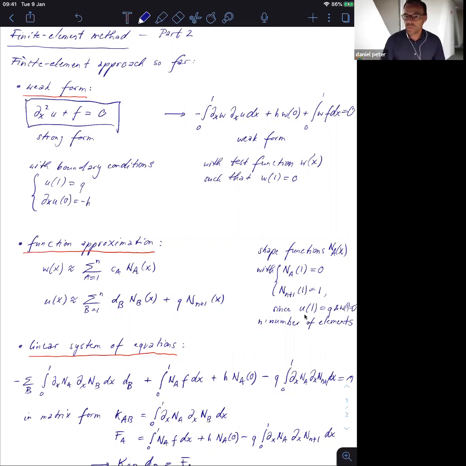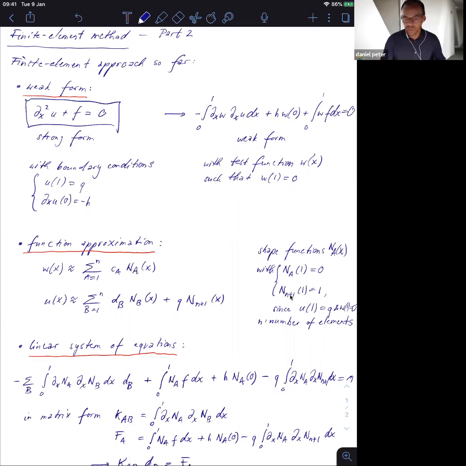So that's now a particular case because of the boundary conditions that we impose. If we wouldn't have the Dirichlet boundary at 1, then we would just have n plus 1 shape functions, and we wouldn't need to impose that N_A at 1 has to be 0. And we wouldn't need to have a special case for that n plus 1 shape function.